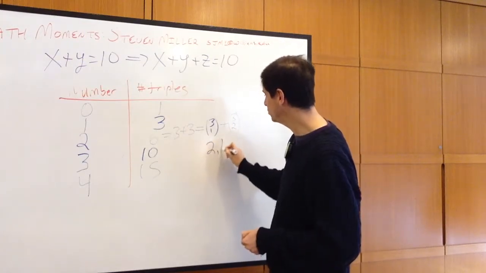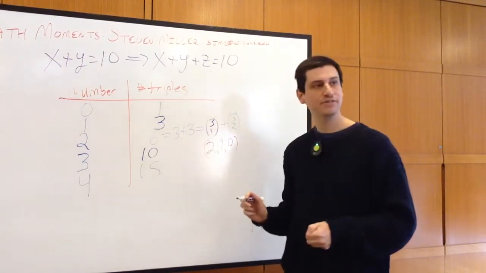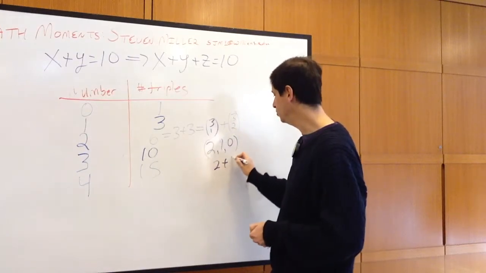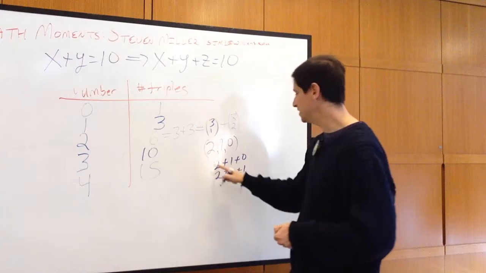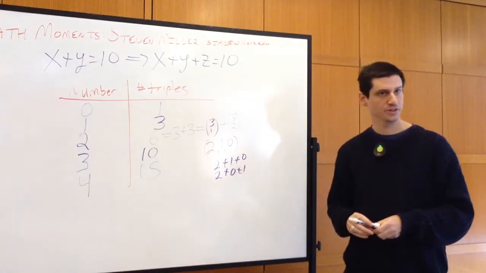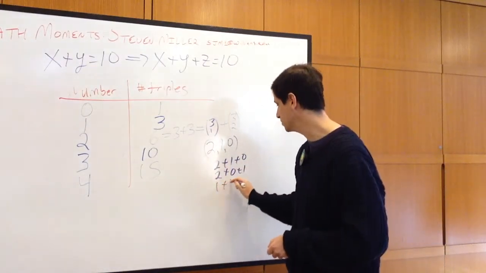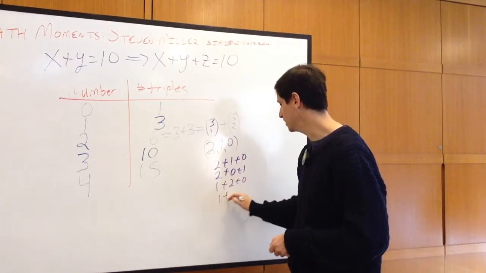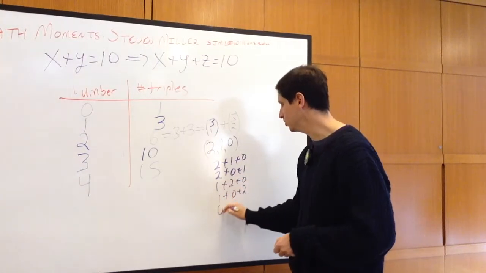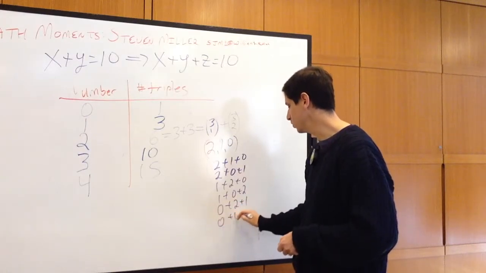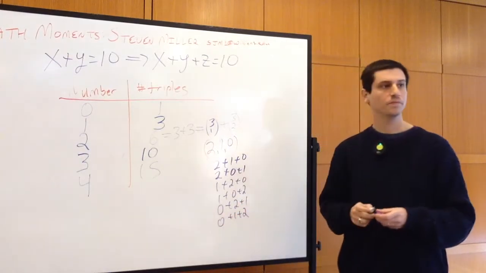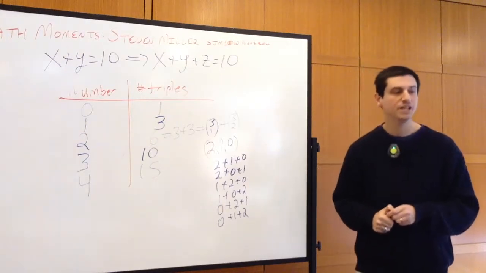And so when we have 2, 1, 0, we want to look at how many different ways we can write it. We can write it as 2 plus 1 plus 0, 2 plus 0 plus 1. These are all the different ways with 2 first. Now let's do 1 first: 1 plus 2 plus 0, 1 plus 0 plus 2. Now let's do all the ways with 0 first: 0 plus 2 plus 1, 0 plus 1 plus 2. Obviously, it's going to get significantly more difficult.